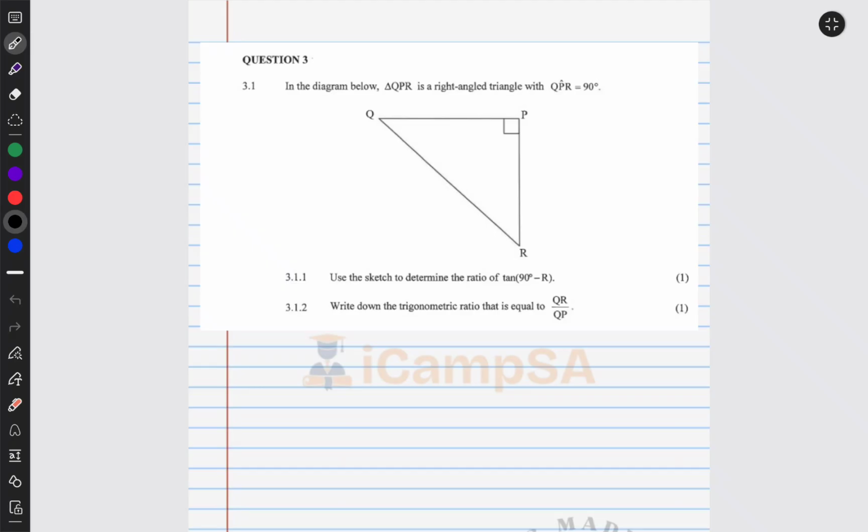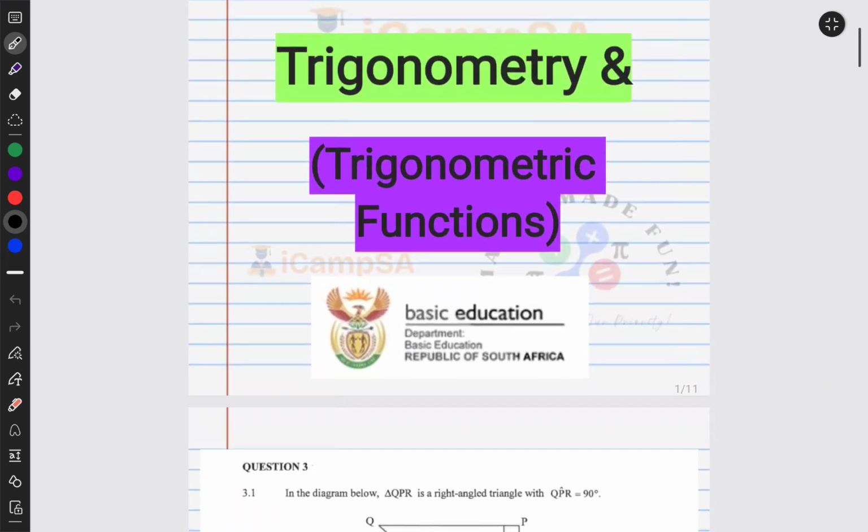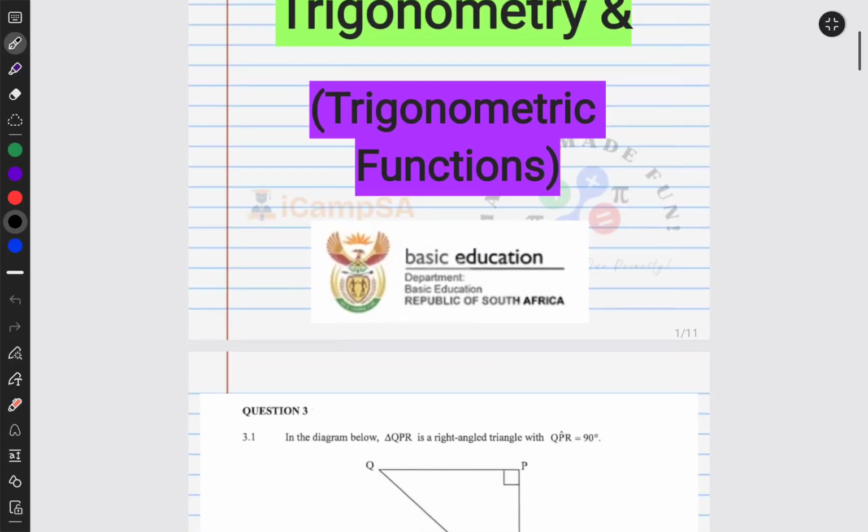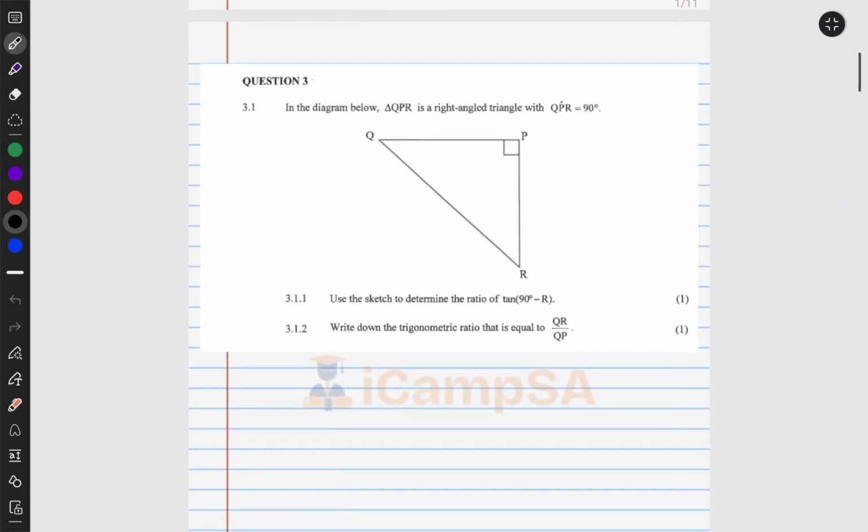So back from 2018 going to the years previously, the papers that were written were common papers across all the provinces. I just wanted to make the clarity of that. So the papers were the same from KZN, Gauteng, Eastern Cape, Limpopo, all the papers were the same. Okay, let's get into it.